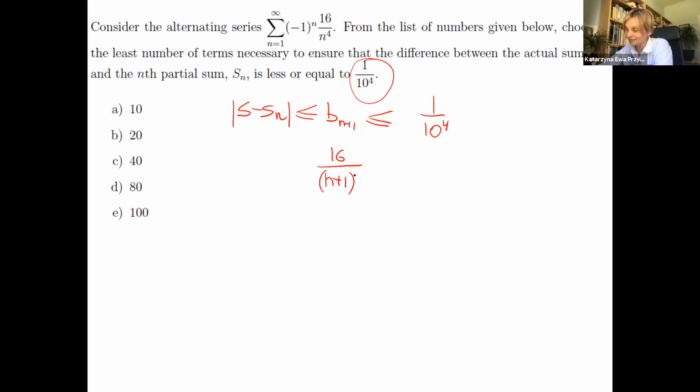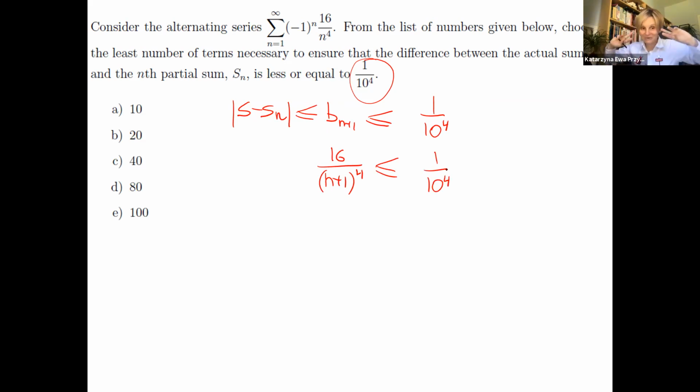What we know, it's the same idea. We have the alternating series, and we have to figure out the number of terms such that the difference is less than or equal to that number. That means s minus s sub n, the error, must be less than b sub n plus 1 and less than or equal to 10 to the power of 4. b sub n plus 1 is 16 over n plus 1 to the power of 4, and I took that from the formula.